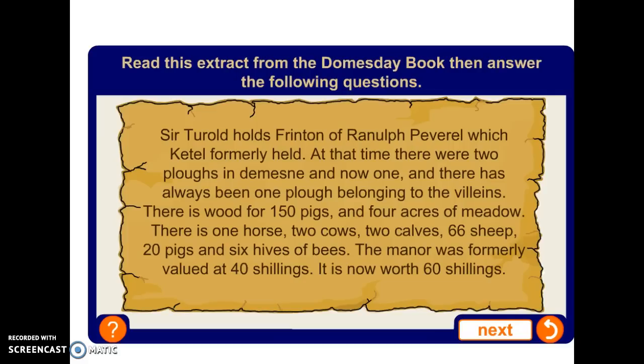Okay, here we go. Sir Turld holds Frinton of Ranulph Peveril, which Kettle formerly held. At that time there were 2 ploughs in Domesday, and now 1, and there has always been 1 plough belonging to the villains. There is wood for 150 pigs, and 4 acres of meadow. There is 1 horse, 2 cows, 2 calves, 66 sheep, 20 pigs, and 6 hives of bees. The manor was formerly valued at 40 shillings. It is now worth 60 shillings.